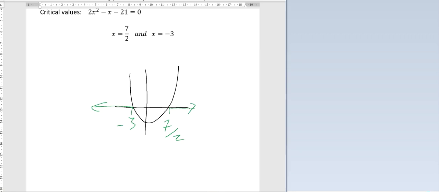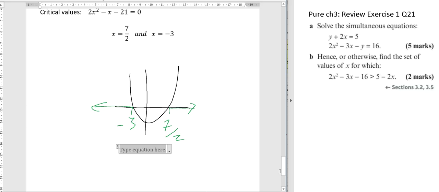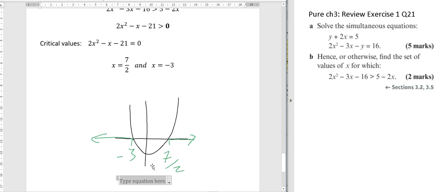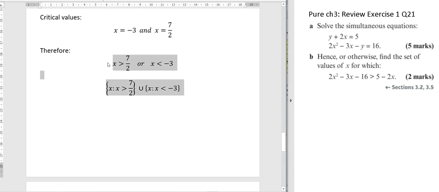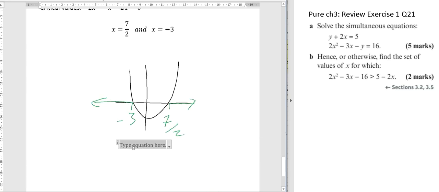Once you've got that diagram and you can see the values that work, then be careful with the actual sign that you use. We had a strict inequality. We're going to have a strict inequality here. We would end up with our final results, which again would look like either this basic version or the more sophisticated set notation version. So you can use either of these depending on what the question asks you for.